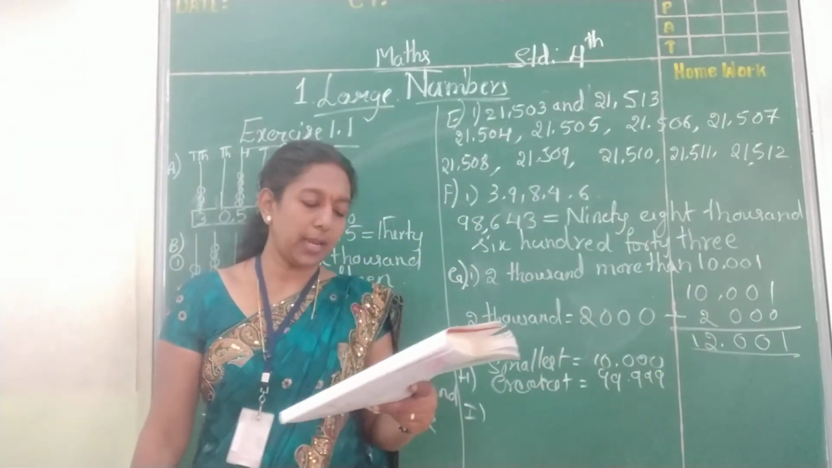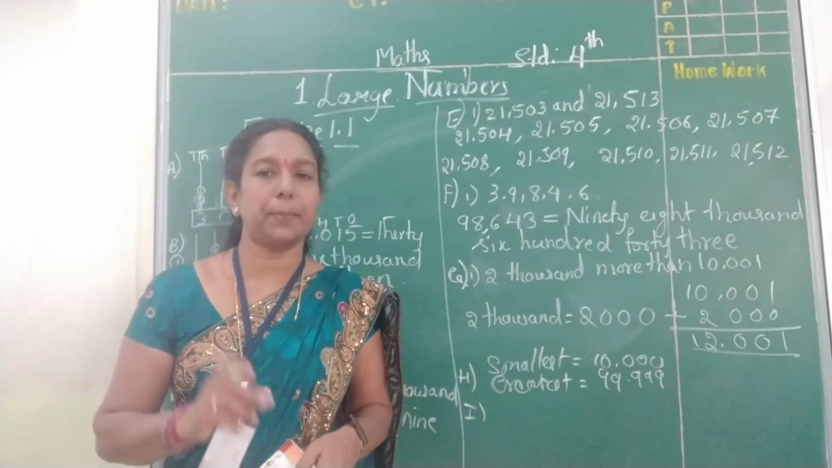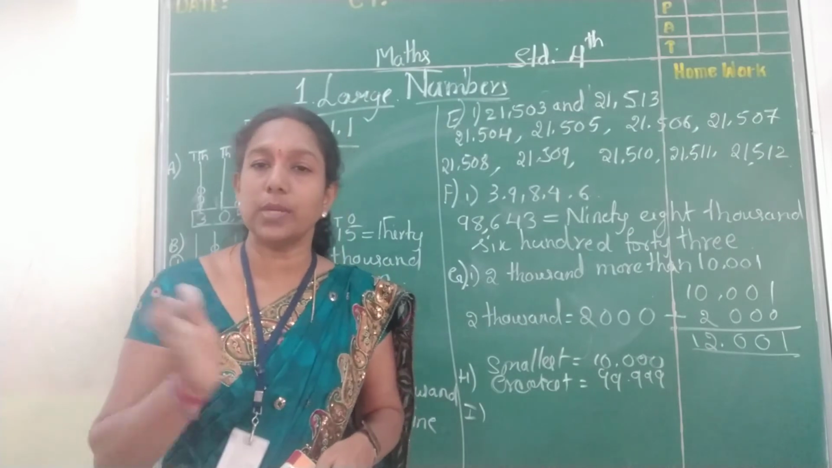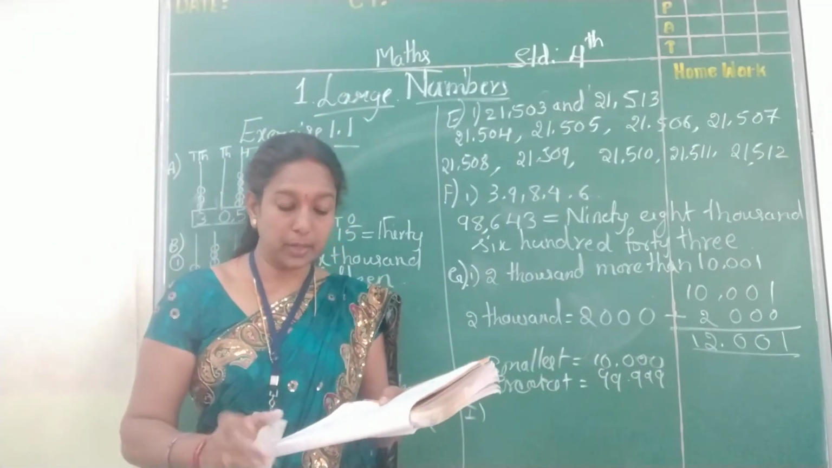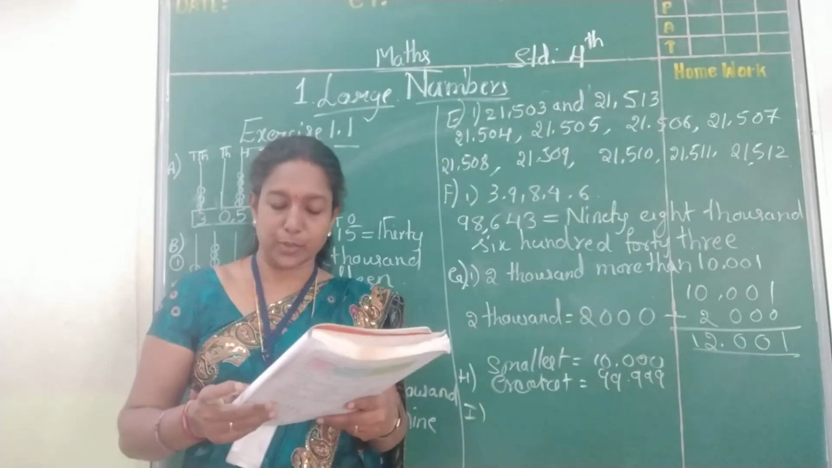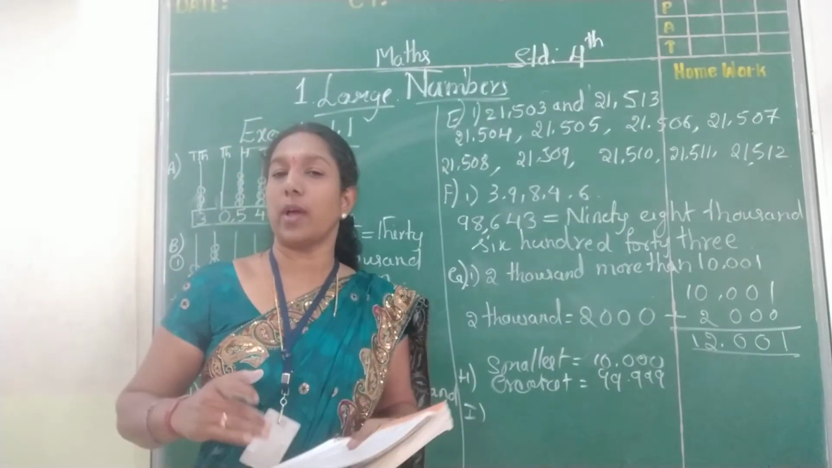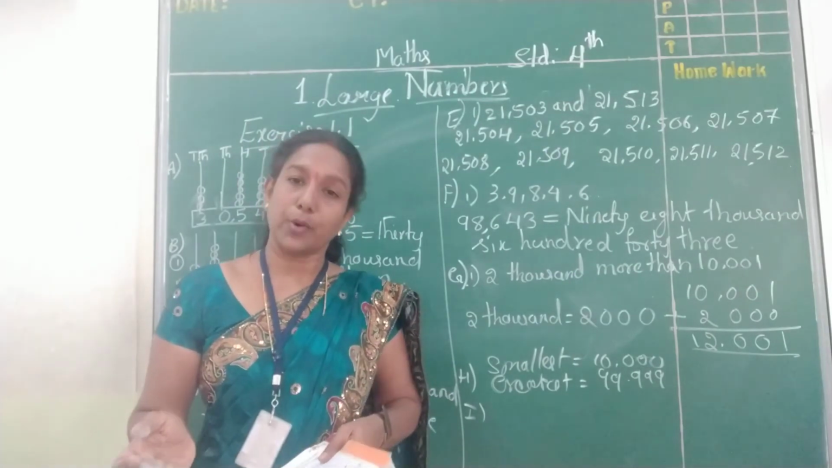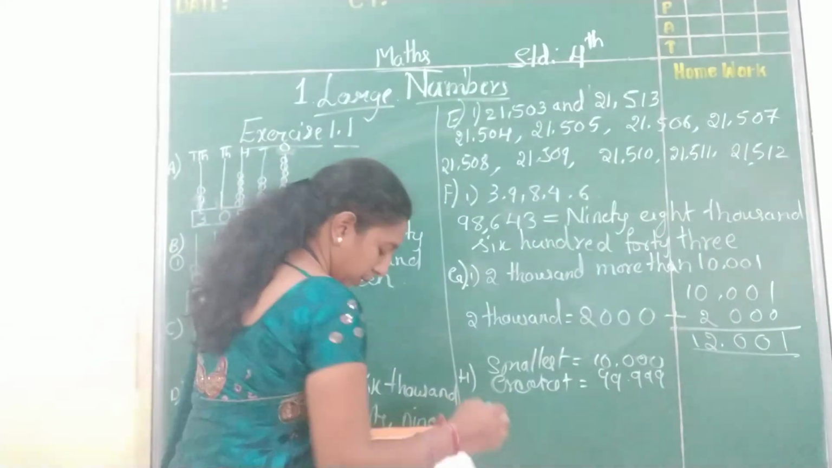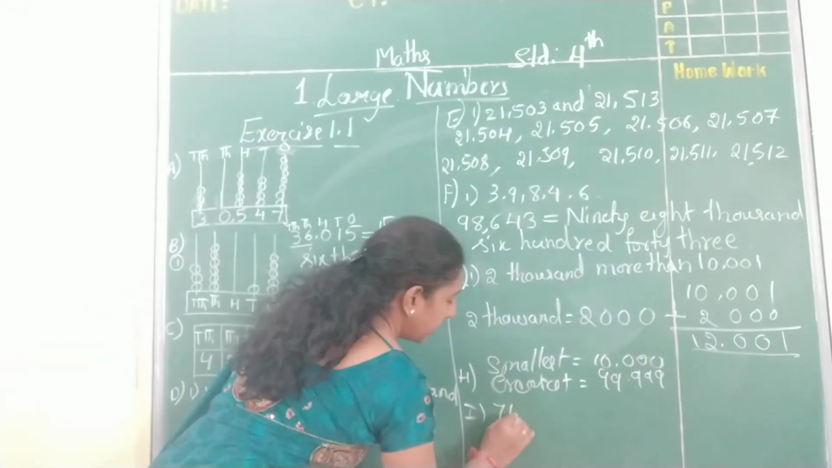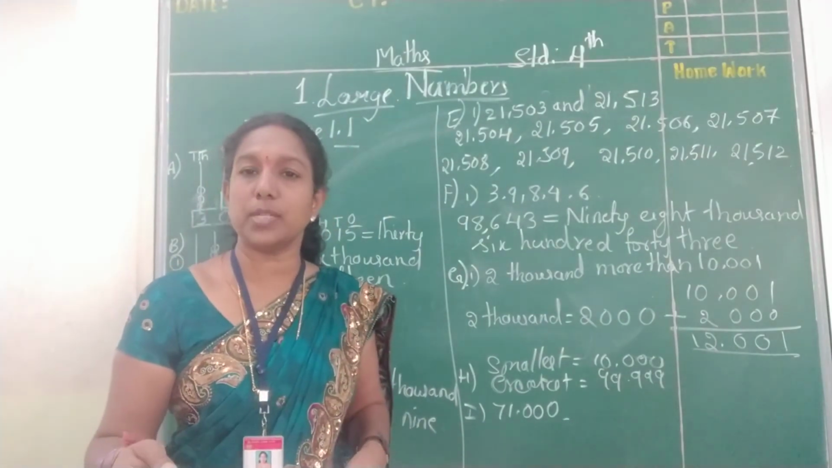Now let me take the last question. Counting in thousands. We have to count in thousand. Means we have to add 1,000 for these numbers. Write all the numbers from 71,000 to 80,000. Here counting in thousand means we have to add 1,000 for it, and then we have to write the continuous number. So what is the number here? 71,000 is given. If I add 1,000 to it, how much?